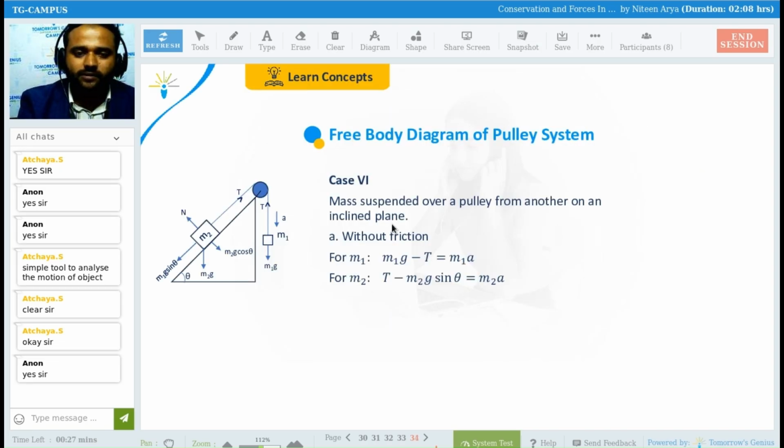Now this is the important case, free body diagram of a pulley system. So very, very important.